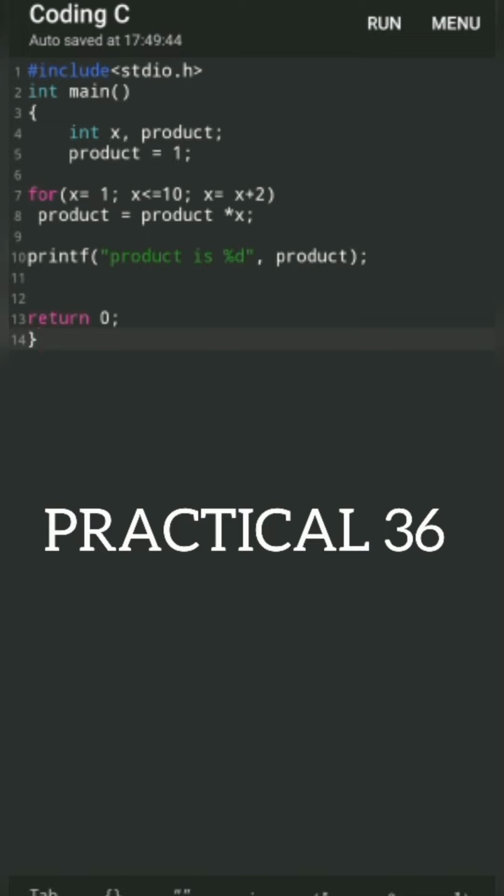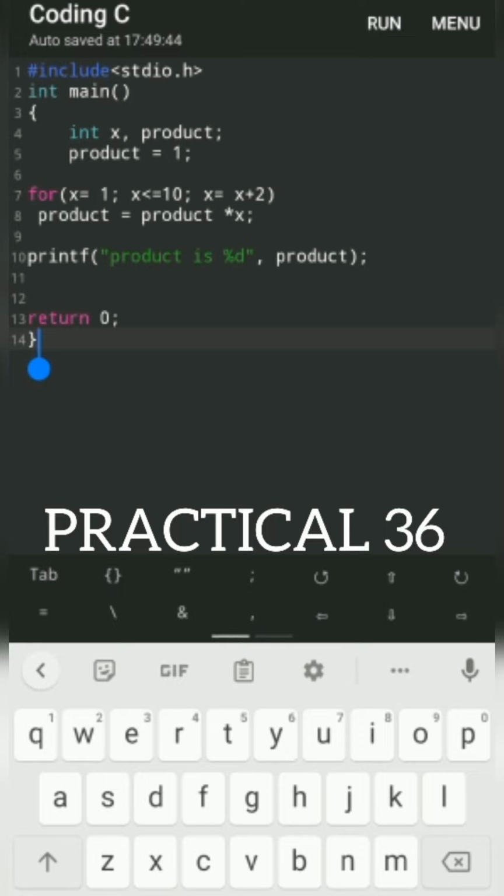And how will the product be calculated? Product is equal to product into x. Product is 1, and 1 will be multiplied by the first number 3, and then the product will become 3, and then 3 will be multiplied by 5, 15, and 15 will be multiplied by 7, and the answer will then be multiplied by the next number 9. So let's move to the compilation.